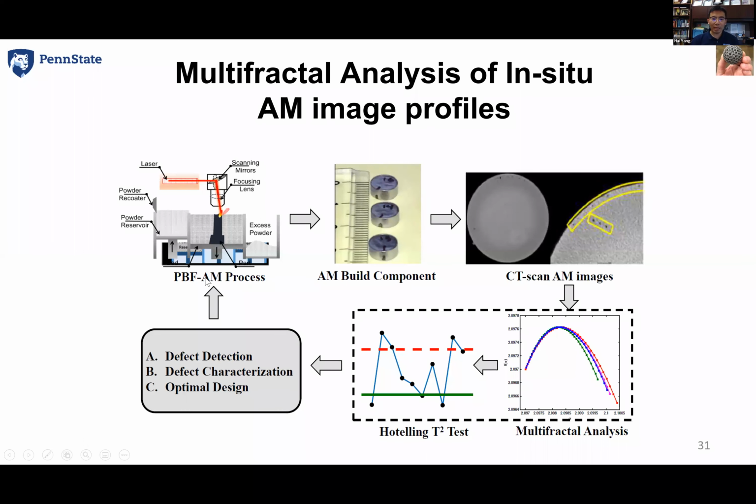So this is an AM machine, and you build it layer by layer. This is the excess powder, and when you use a recoater to spread this layer, excess powder will come here, and then you lower down the powder bed, you fuse another layer, okay? And this is a build component, a cylindrical part, and you can get the CT scan. Now we can analyze the CT scan and try to see the multifractal spectrum. And then you can do image-guided Hotelling T-square for statistical variation modeling. And then it is defect detection, defect characterization, and optimal design.